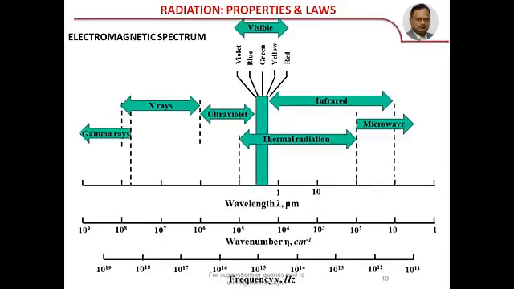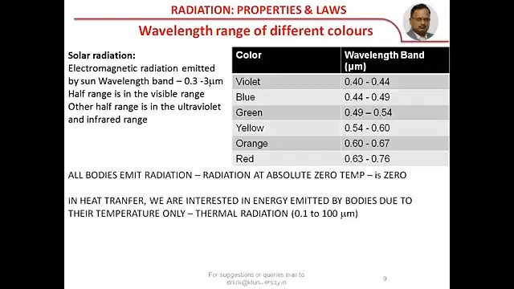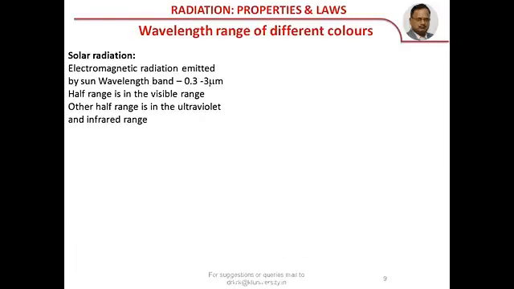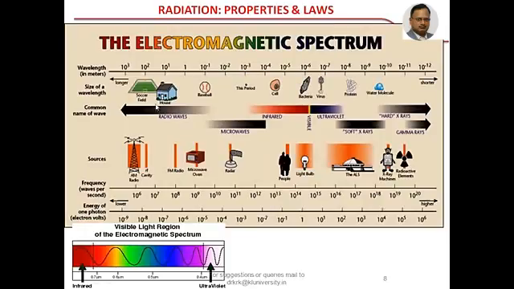And radars, cordless phones and televisions, etc., use the radio waves falling in this region. You can see the microwave and radio waves, etc. So this spectrum explains different applications with reference to the wavelength of waves.